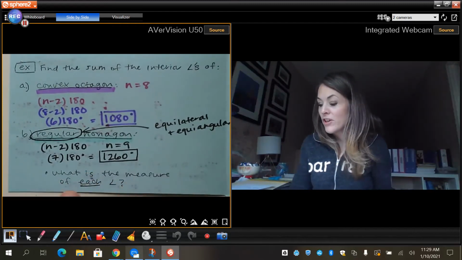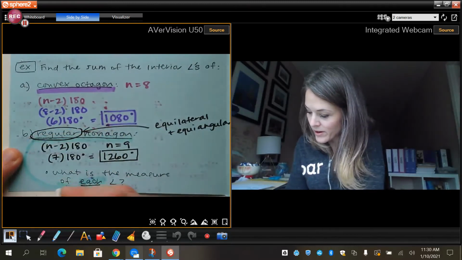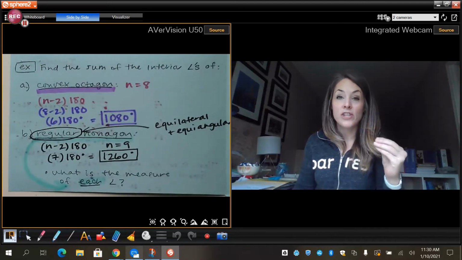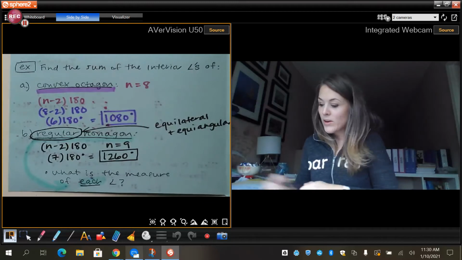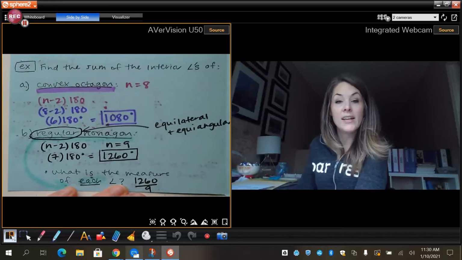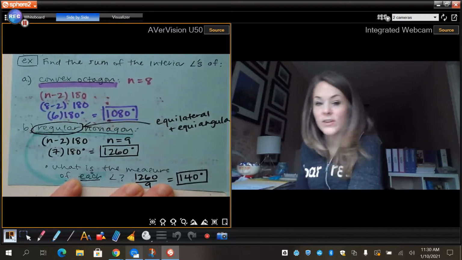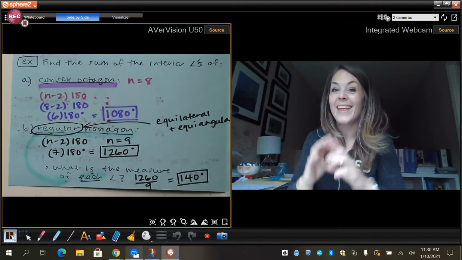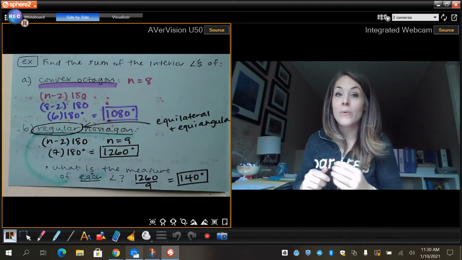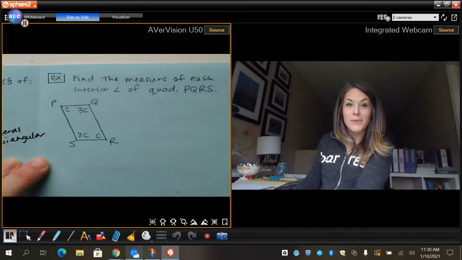Okay, this one has a secondary question. It says, what is the measure of each angle? Okay, so because we know that it's regular, because we have that extra information, we can figure out the measure of each angle because they are all equal. So I know all the angles add up to 1,260, so I'm going to divide that evenly by 9 angles. And that means each angle is 140 degrees. Okay, so if it's regular, and only if it's regular, every single interior angle of that regular nonagon will be 140 degrees.